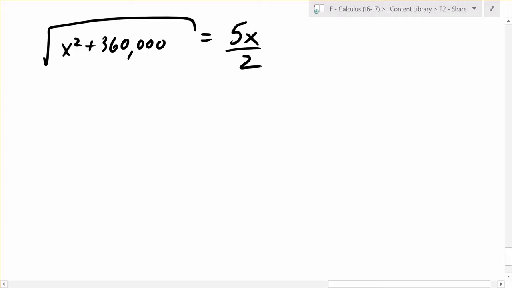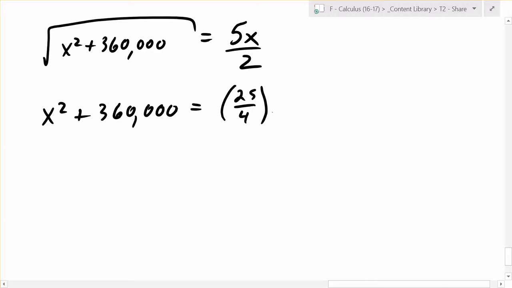Someone new. What do we do next? Come on, what do you do? Square both sides. Sure. So what do you get? X squared plus 360,000 is equal to what? Yeah, you can make it 25 over 4 times what?